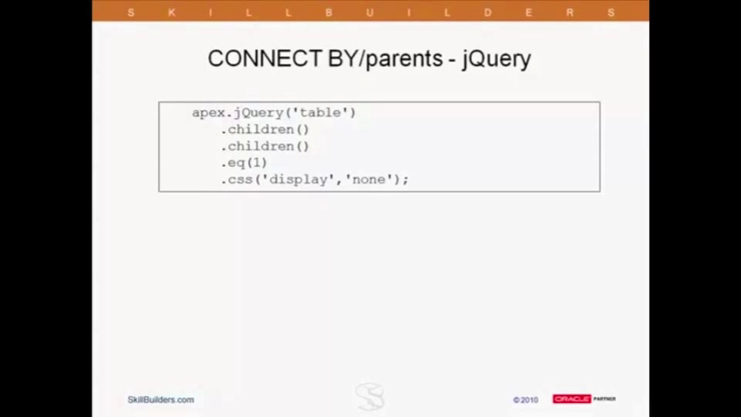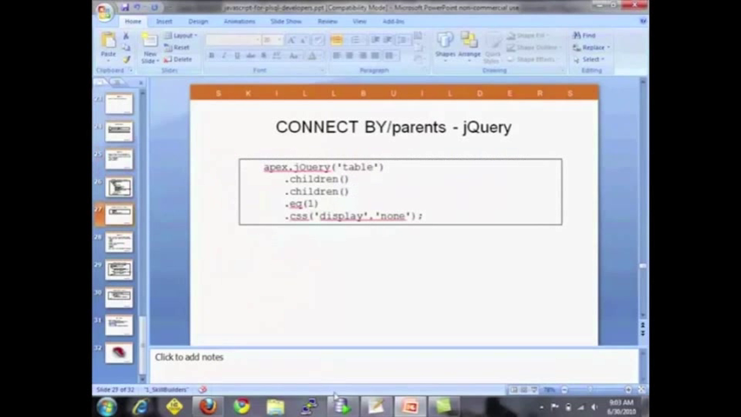EQ is essentially a filter that allows me to take an array and reduce it down to a single element. Once I've done that, I can use CSS to modify that style attribute. And I'm simply setting display to none. Let's give it a shot.